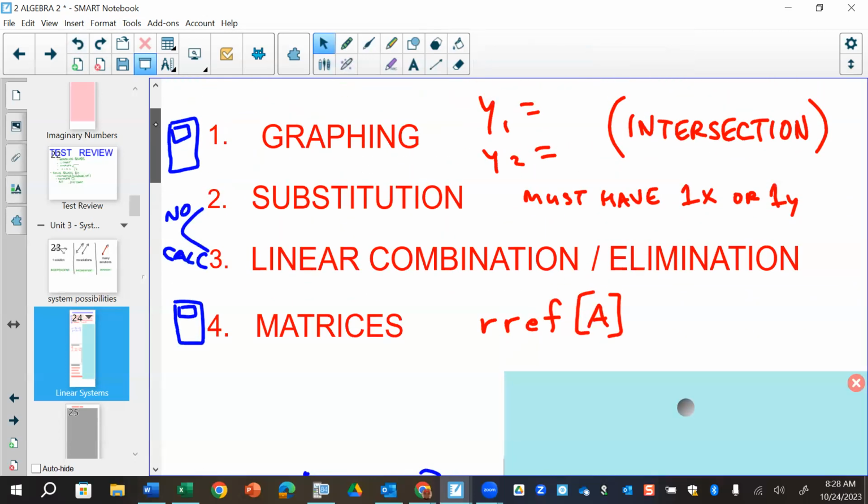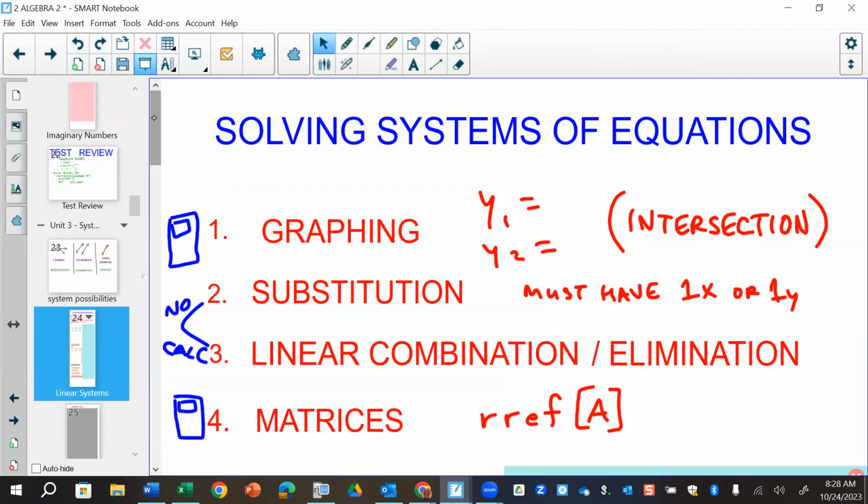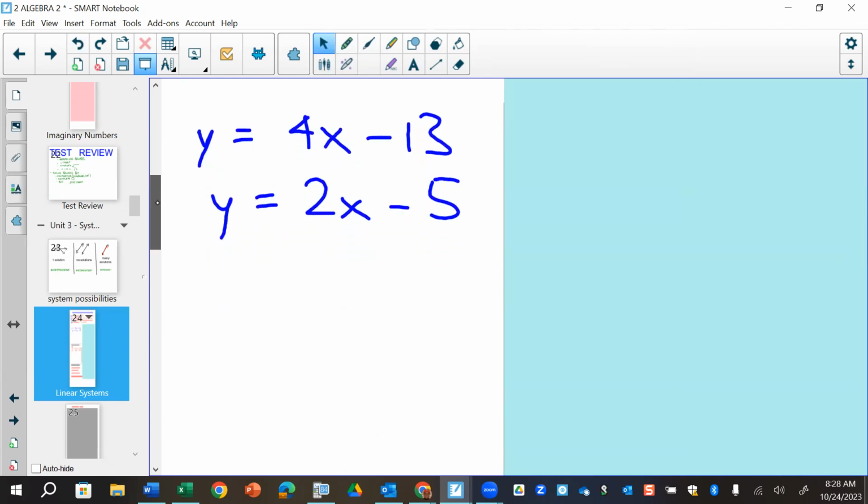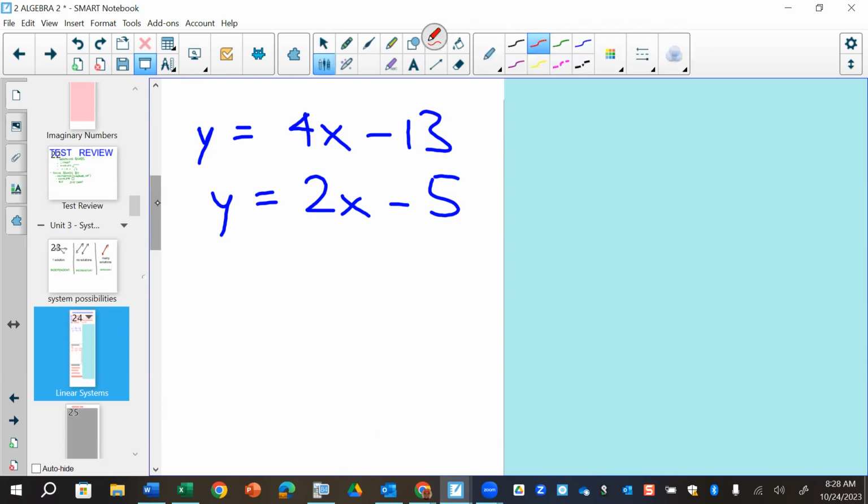Okay. All right. And a lot of people like substitution. Good for you. You can use it. For me, this is my jam. Number three, I love linear combo, elimination, whatever you want to call it. And what does it have to usually look like before I can use that method? I got to have x and y on the same side. Okay. So what I did was I moved y over here by doing what? Yeah. So now I got it.